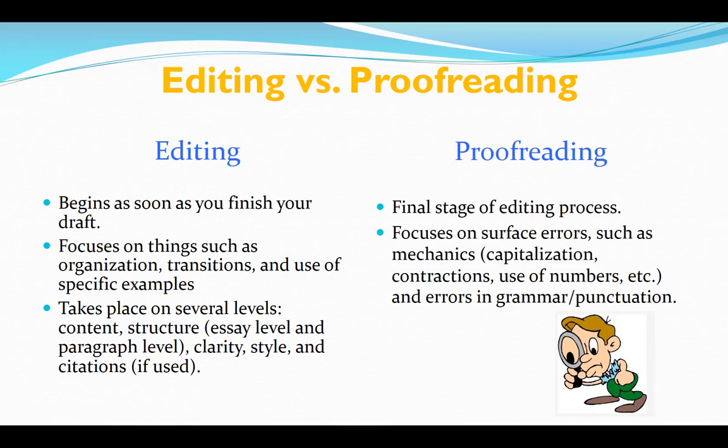So editing takes place on several levels. It takes place at the content level. Do you need to add more examples? The structure level would be like, how is it put together? And finally, clarity, style, and citation, if citations are used. So clarity is how clear is your writing, and style, well, that's your own personal way of writing. What are you looking at, a formal style, an informal style, things like that.